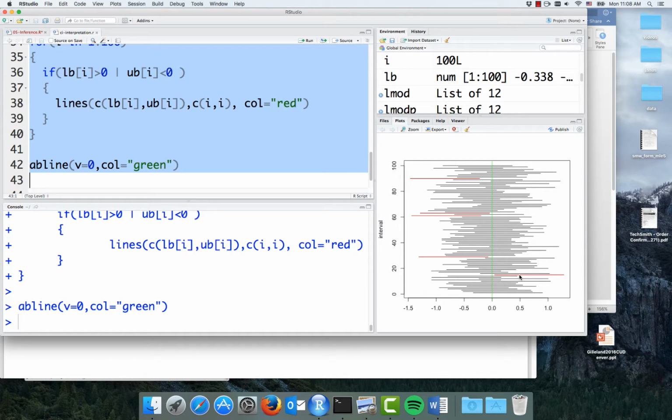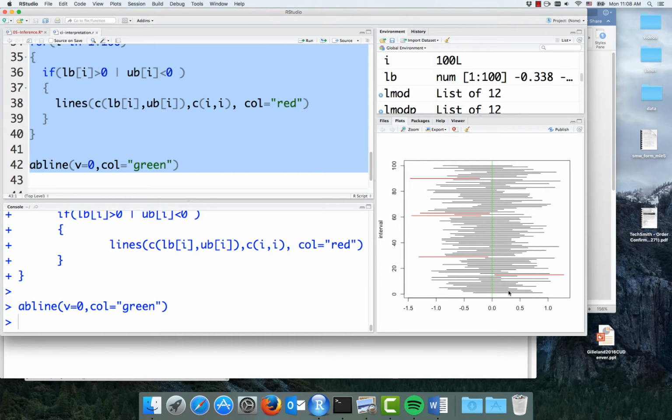That was simple luck on my part. It could have easily been 92 or 98, but the more intervals that we construct, the closer the proportion should be to 95% of intervals that actually contain the true target parameter.